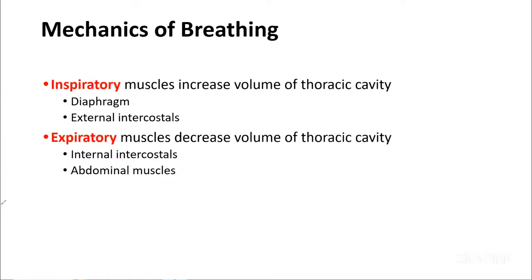So the external ones are on the outside. They pull your ribs up and out. Internal intercostals have fibers that go the opposite direction. So they pull your ribs down and in, right? So that collapses your chest if you activate those.